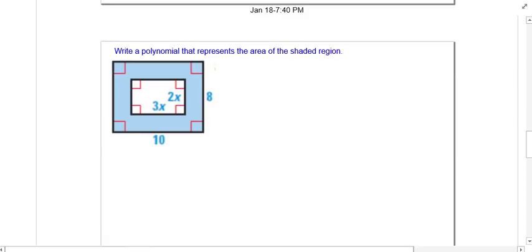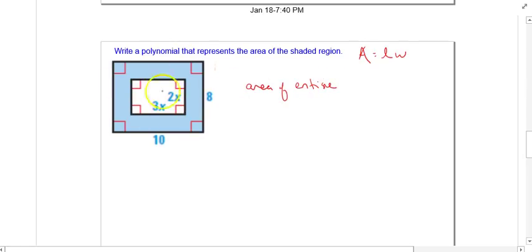All right. So here they want a polynomial that represents the area of only the shaded region. Okay. So only this blue on the outside. And then we have this cutout here. All right. So again, we need to know that area equals length times width.